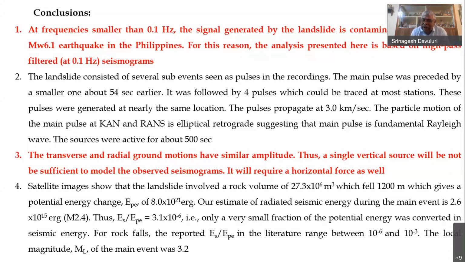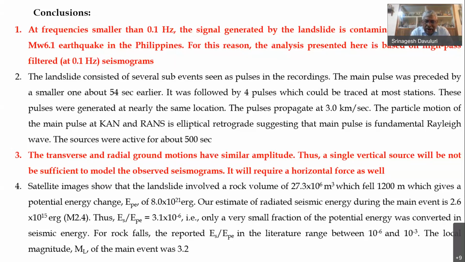And the particle motion is very important. When you look at the seismogram, you have the P wave and the S wave, which are called the body waves. And then you have the Rayleigh waves and the Love waves, which are called the surface waves. When we looked at the particle motion of these waves, they are elliptical retrograde, suggesting that they are valley waves generated because of the turbulent flow. When the material is flowing, the surface waves are created.